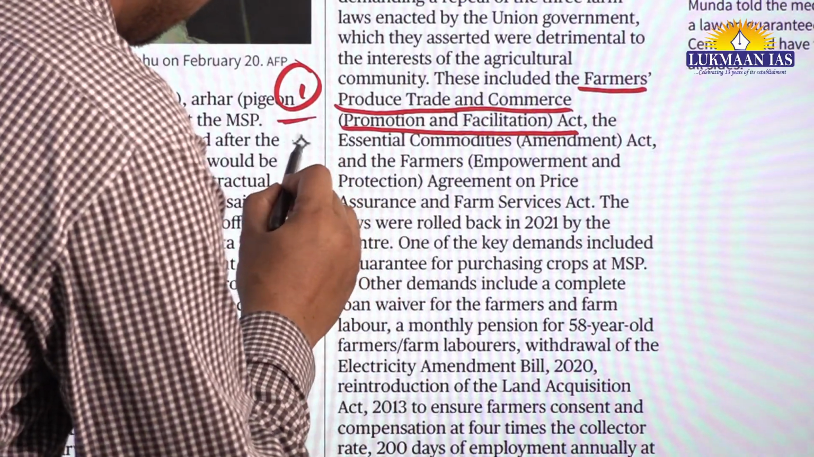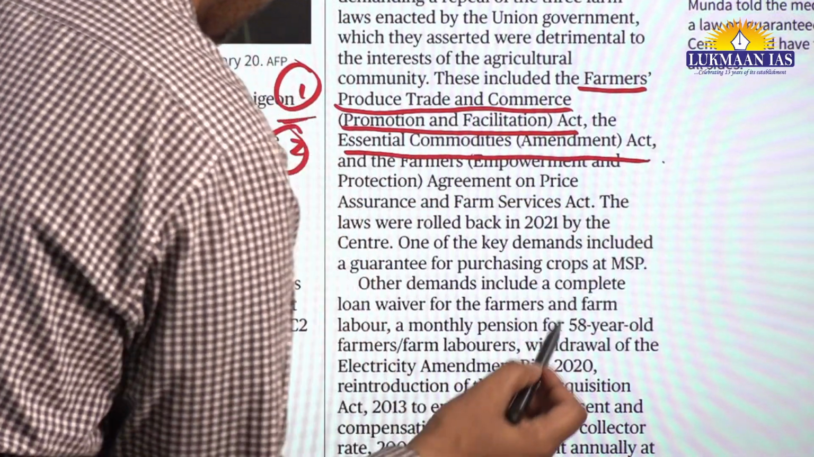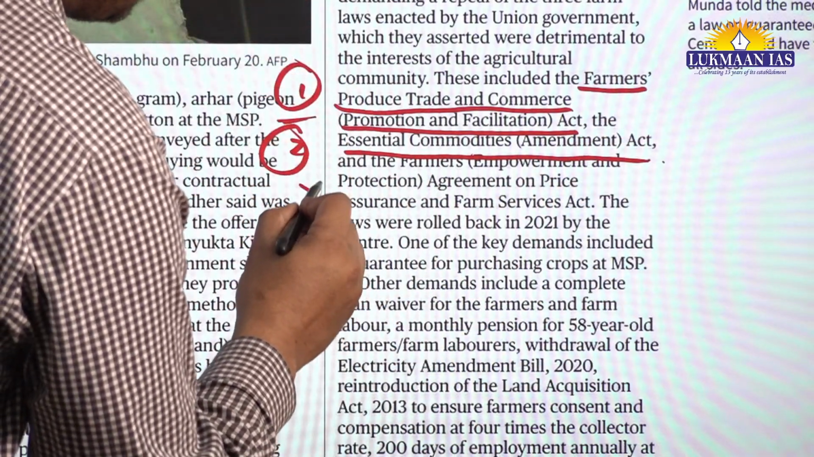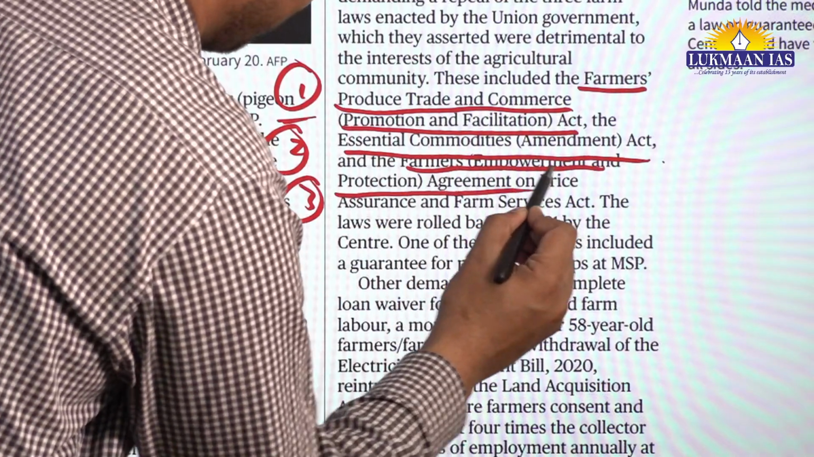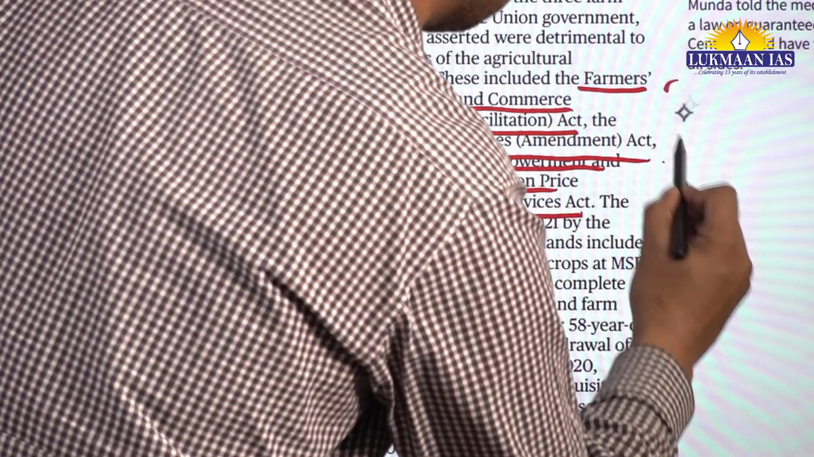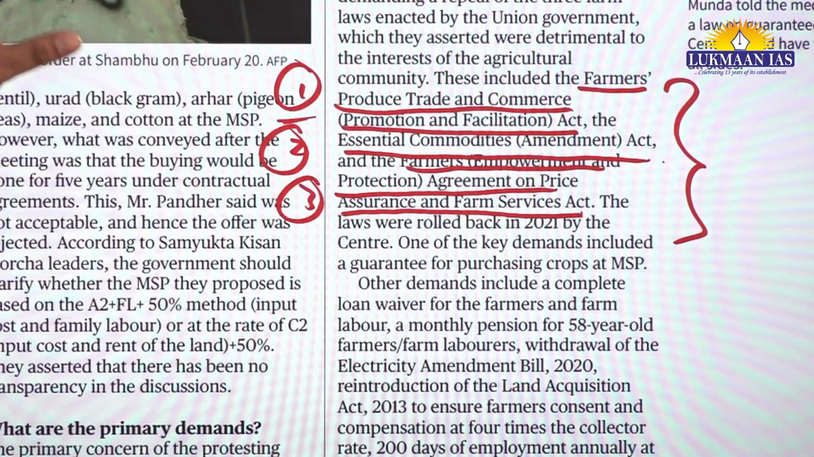And the second act is known as the Essential Commodities Amendment Act. And the third is known as the Farmers Empowerment and Protection Agreement on Price Assurance and Farm Services Act. So these were the three farm laws that were introduced by the central government in 2021.